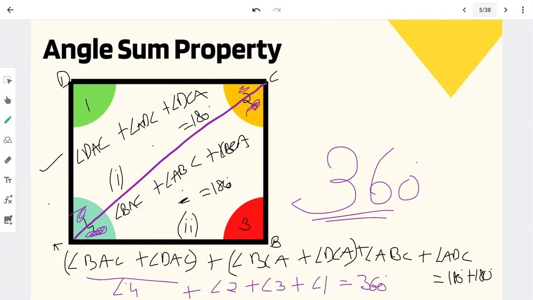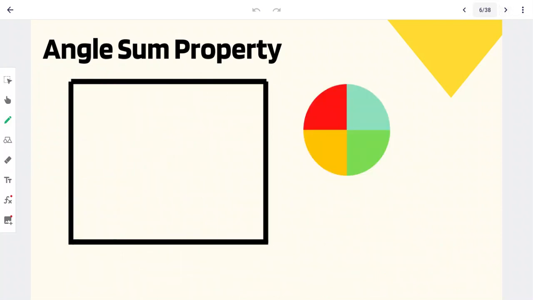You can even do an activity. If you cut out these angles, when you join all those angles, you will get 360 degrees. So the sum of all angles in a quadrilateral is 360 degrees. Hence we have proved it. Okay. Now let's move towards the types of quadrilaterals.